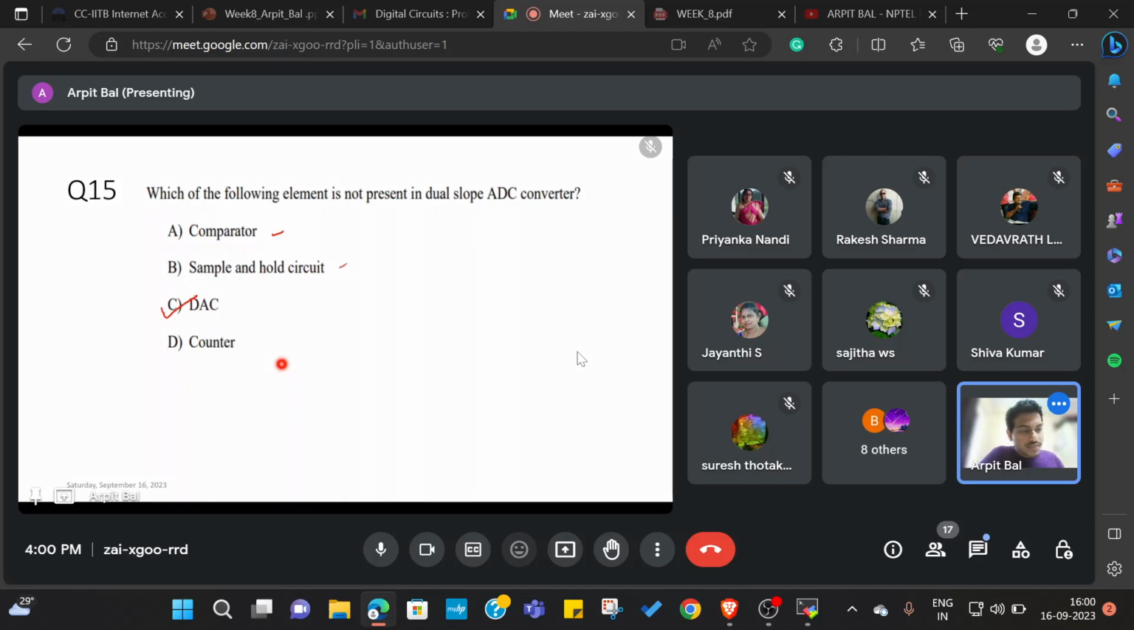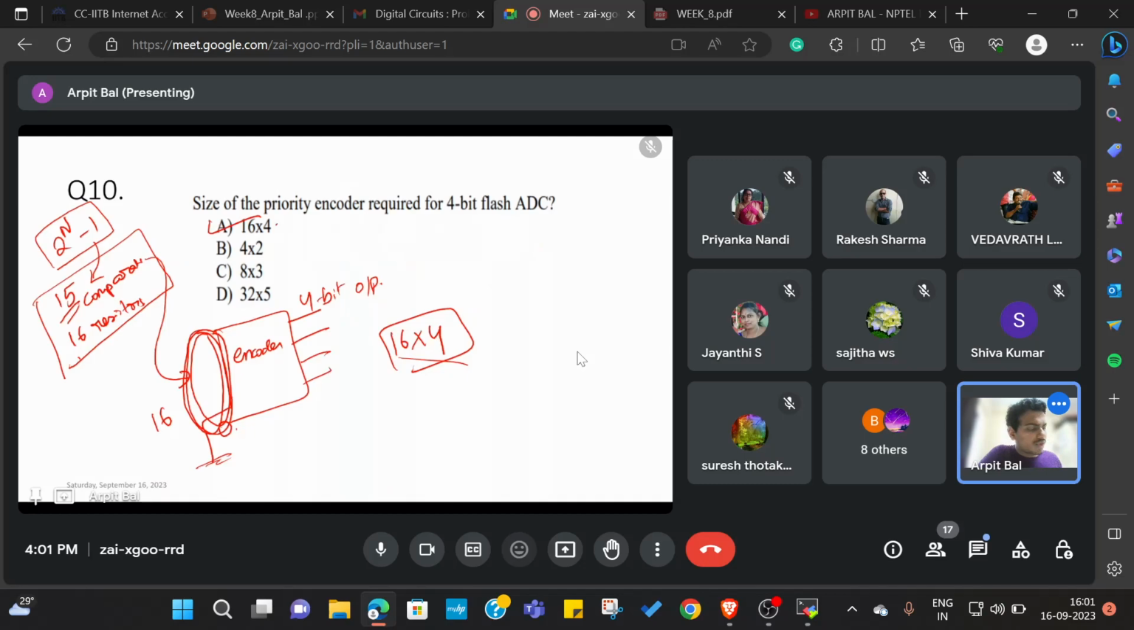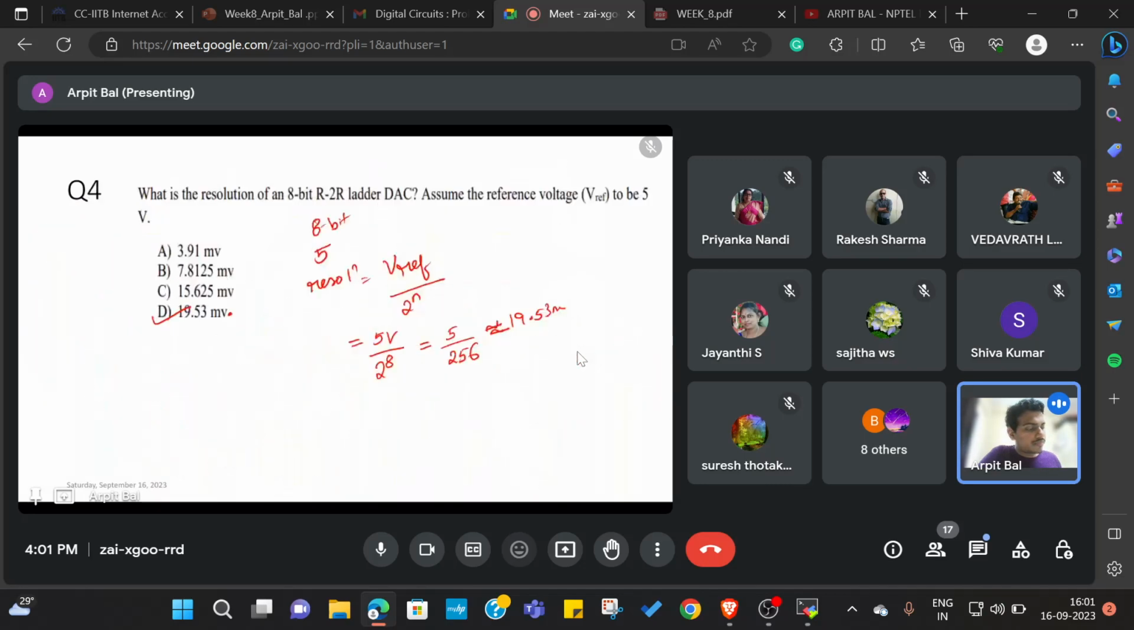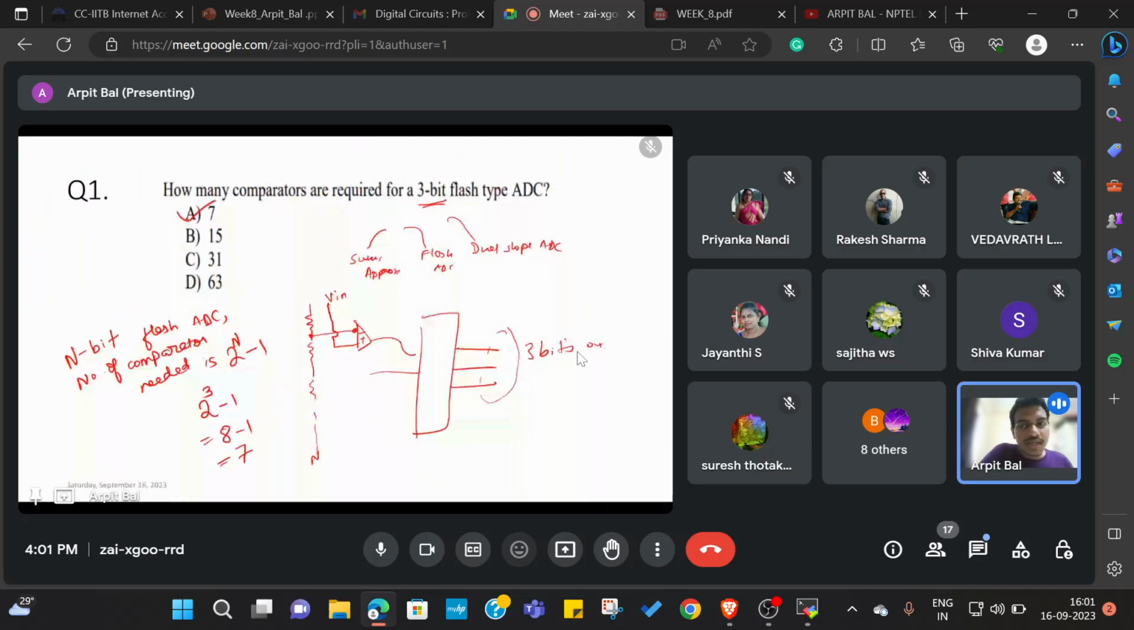So these were the 15 questions that I planned for today. I'll go through all the questions that we did today, and if anyone has any doubt, let me know. The first question was related to the number of comparators required for a 3-bit flash type ADC, and it is 2 to the power n minus 1. So those many comparators will be needed, and later on we also saw how to figure out how many resistors we need, and what the dimension of the encoder is that we are going to need in an ADC.